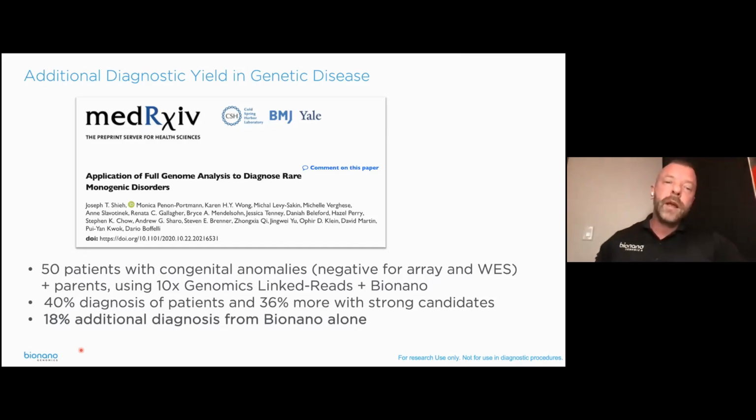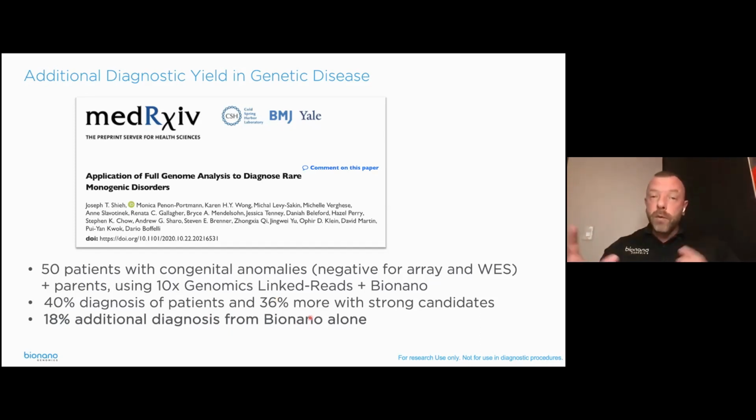So now in this study, they analyzed the entire genome. They used 10x Genomics linked reads, which is now discontinued, to look for single base pair changes, and then optical mapping with Sapphire to look for structural variants. And they were able to increase the diagnosis of these undiagnosed patients in 40% of the cases, and in many more, there were strong candidates.